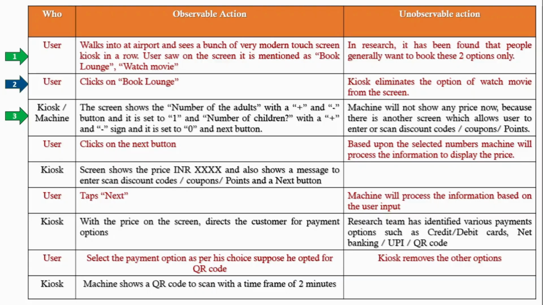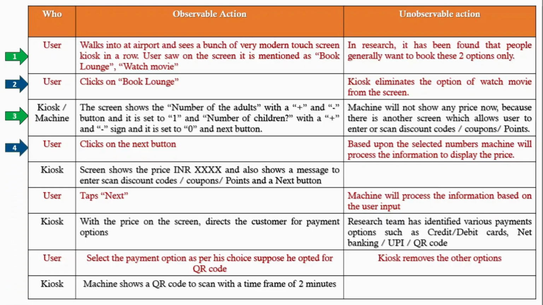Now comes the third step, where the kiosk becomes the who. The kiosk will show the number of adults with plus minus buttons, set to 1 because that person will book a lounge for a single person, minimum one person, and the number of children with plus minus sign will be there and default to 0 because we don't know whether that person is alone or with kids, right? So that is the observable action. Now comes the unobservable action. Here the machine will not show any price now because there is another screen which allows the user to enter discount codes, coupons or some kind of points.